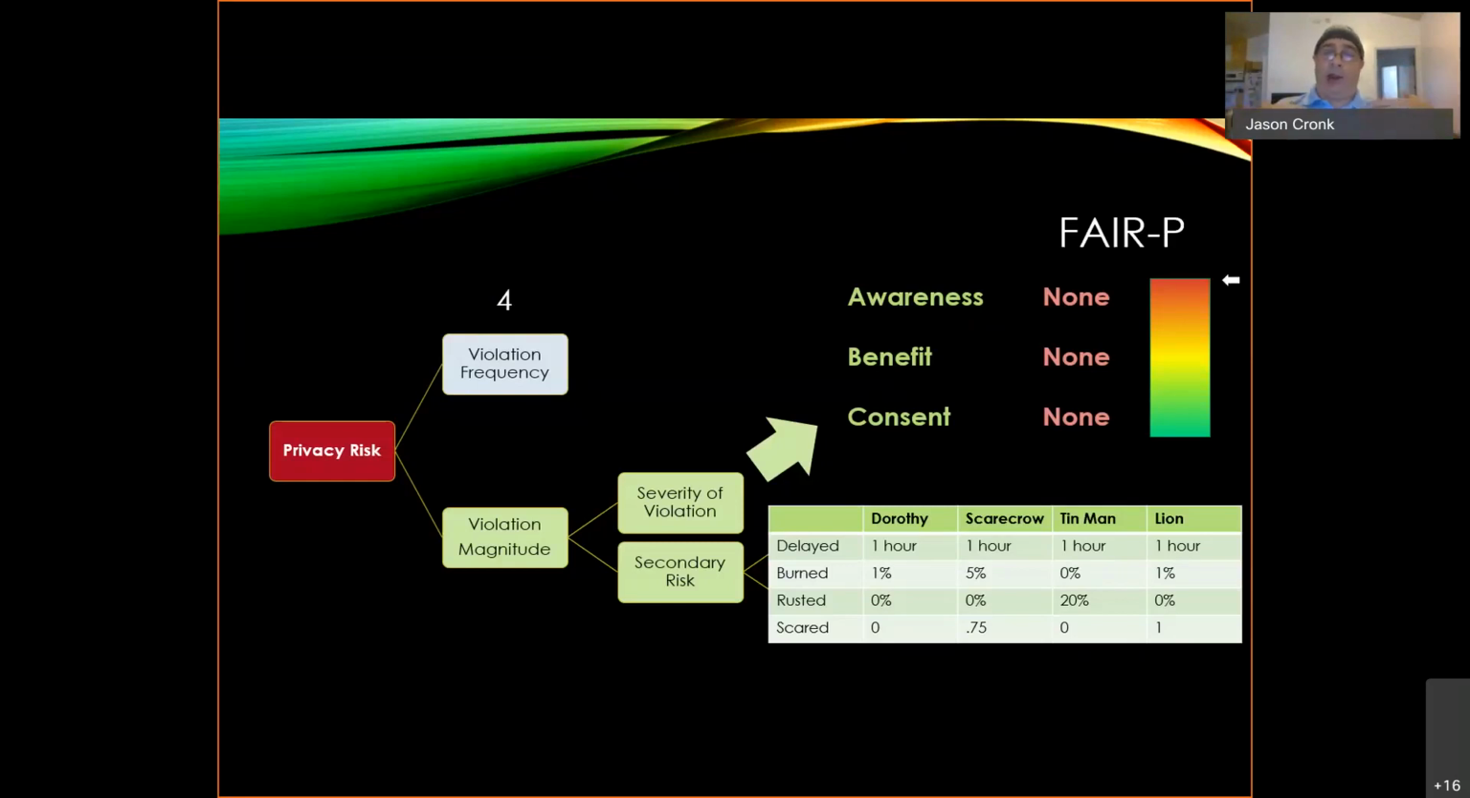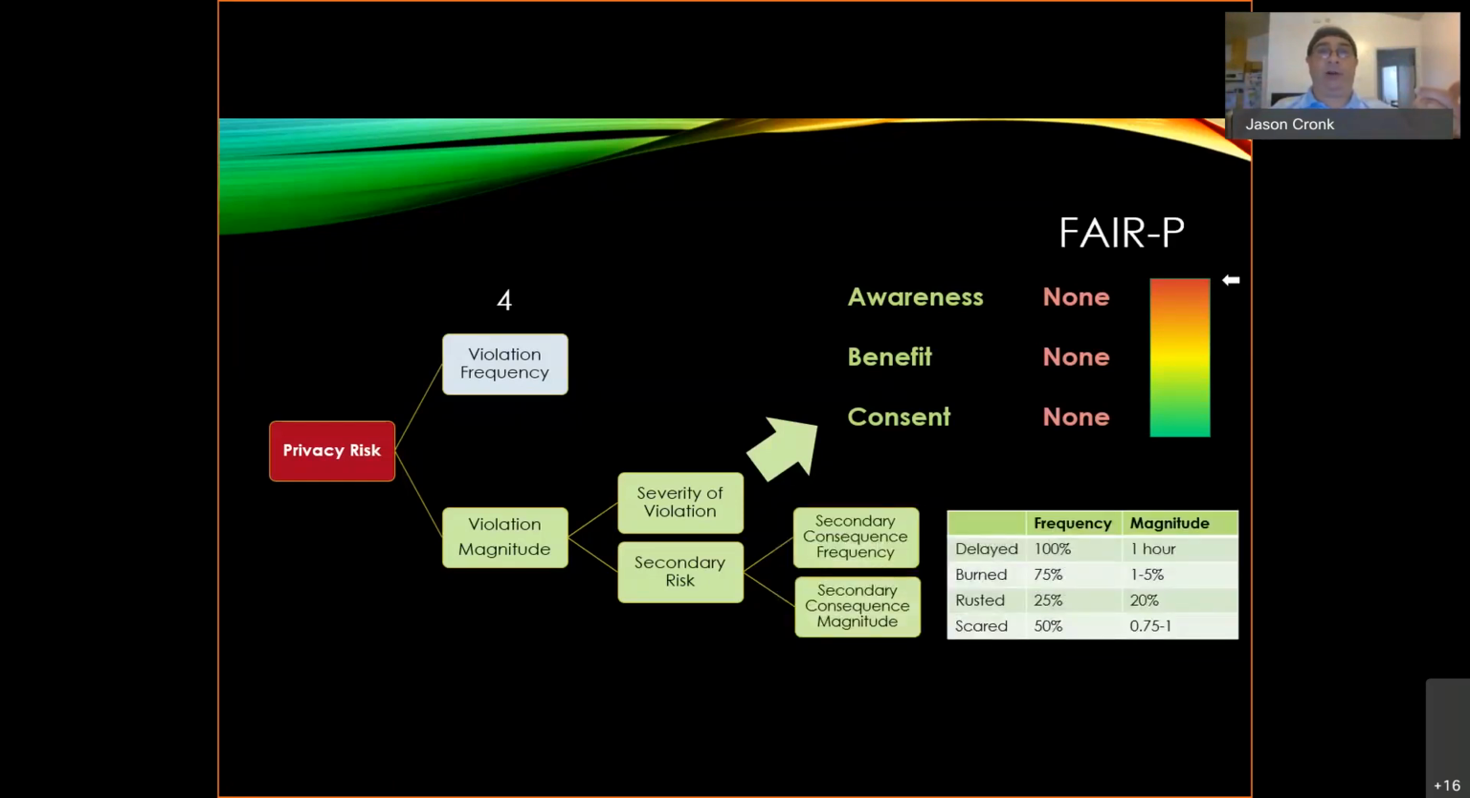And then are they scared? Well, the Cowardly Lion is potentially the most scared by this activity as a result. And the Scarecrow is somewhat scared, hence his name, Scarecrow. Dorothy is not scared at all, and neither does the Tin Man seem to be affected by this emotion. But anyway, this points out that you can develop a profile of your at-risk population and try to determine some of the potential secondary consequences as a result.